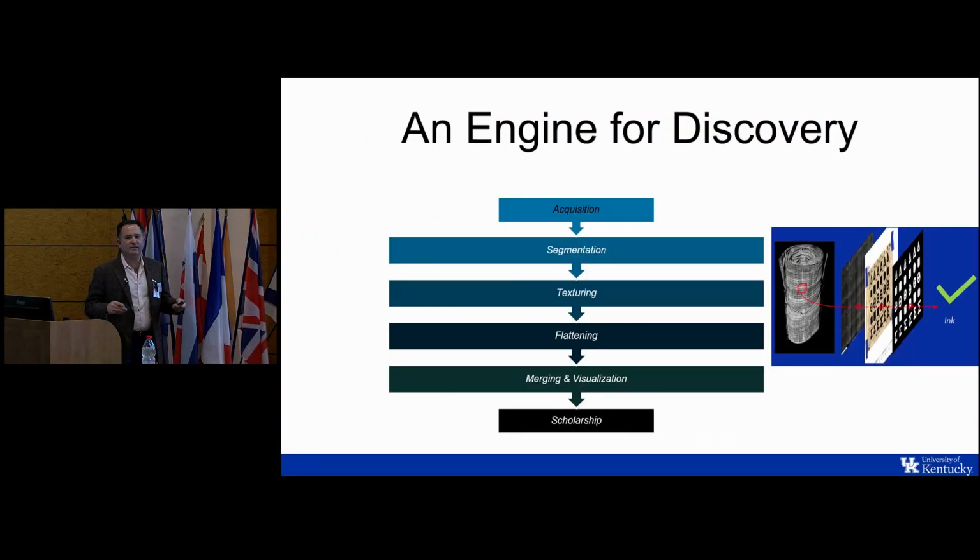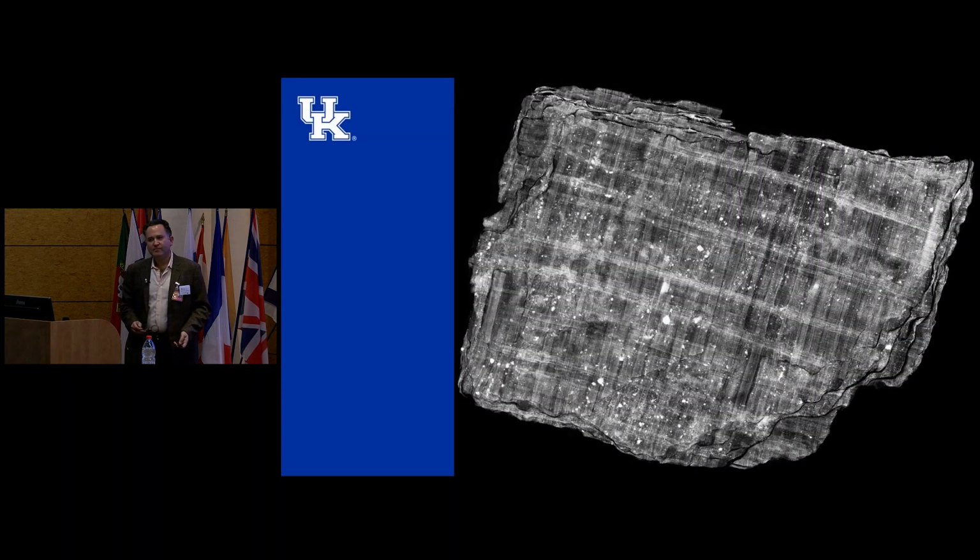So this engine for discovery, this idea of getting in there to truly extract mass amounts of text, to actually read text, identify text locked inside these intact scrolls. It's going to be a process of acquisition, segmentation, texturing, but with the texturing, putting a layer of deep learning on it to actually extract that text. And then, of course, flattening, merging, and then ultimately reading, scholarship on these texts.